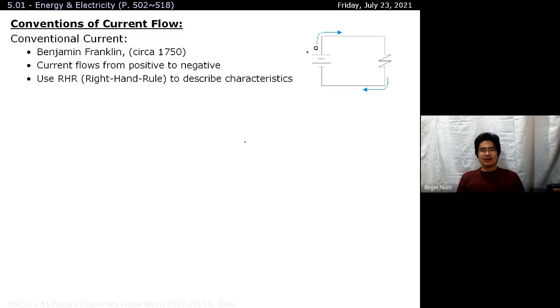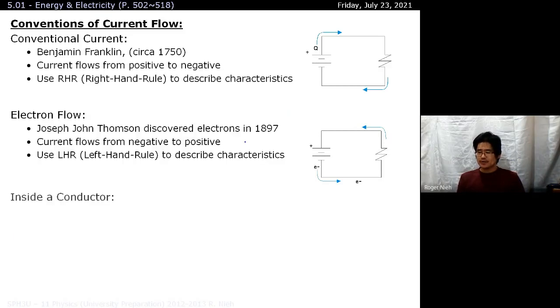Unfortunately, today we know that coin toss is incorrect, right? Current doesn't flow from positive to negative. Current actually flows from negative to positive. And that's what's known as electron flow. I'll give you guys a moment to jot all this stuff down.